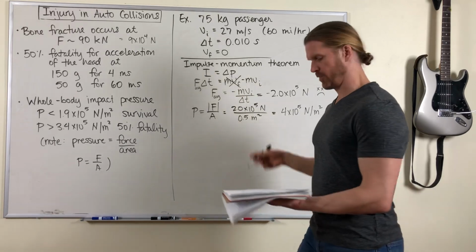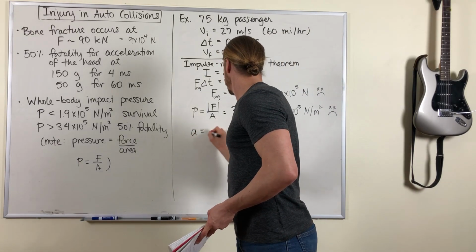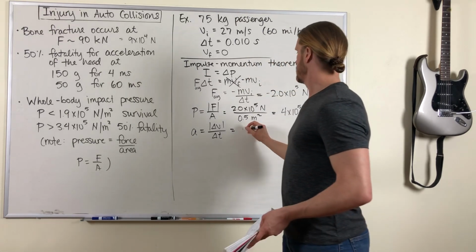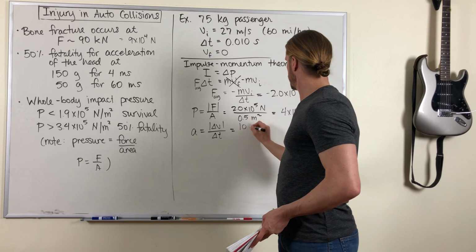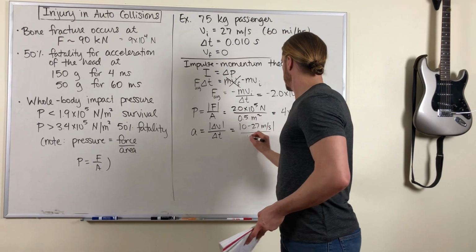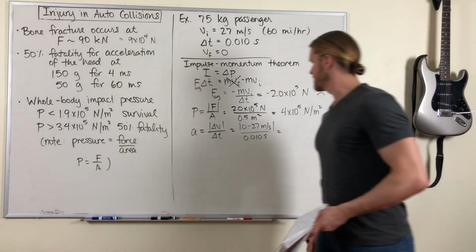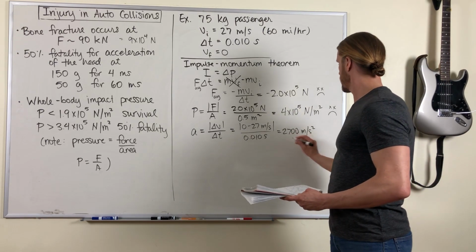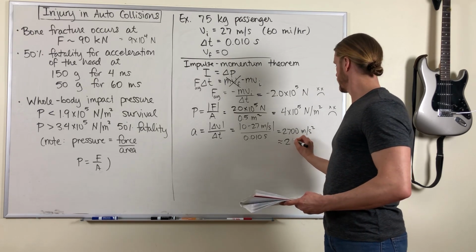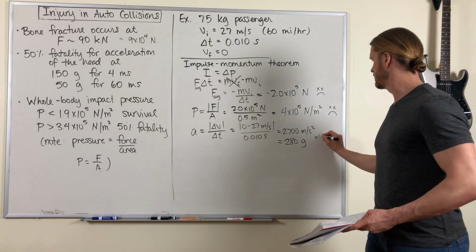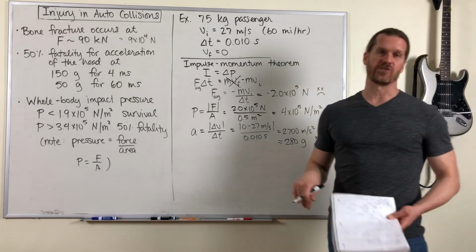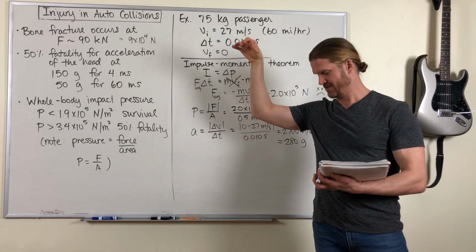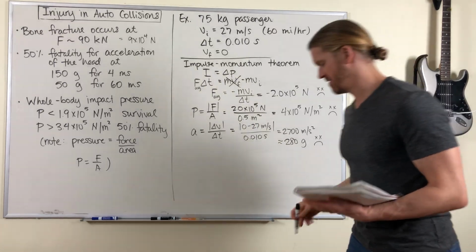All right, so these numbers are not good. And the acceleration that this person would experience would be change in velocity over time: 0 minus 27 meters per second divided by 0.01 seconds. And that gives you a value of 2,700 meters per second squared, which is about 280 Gs. So you're experiencing an acceleration 280 times greater than the acceleration of gravity. Imagine accelerating 280 times faster than that. That's not good for your head.